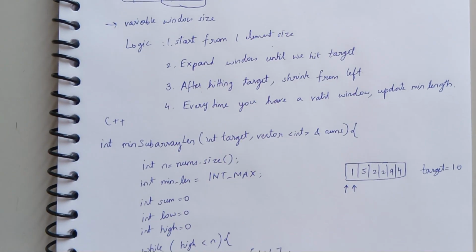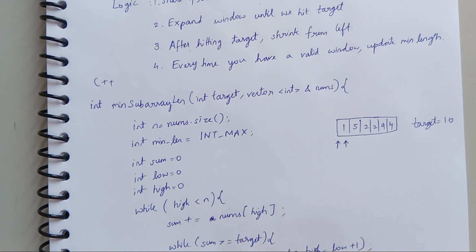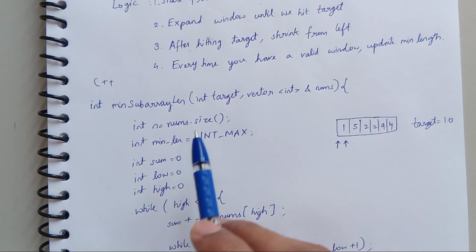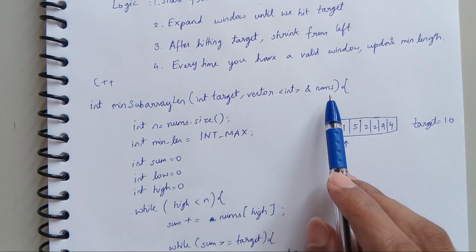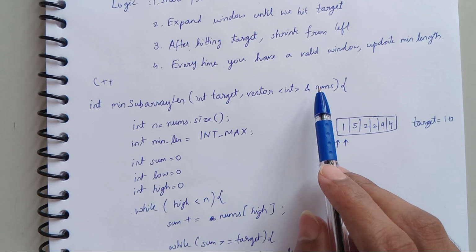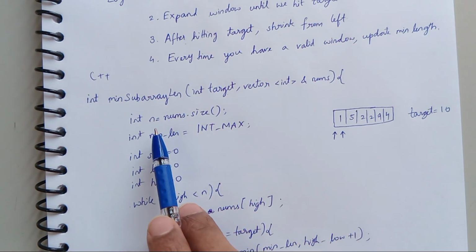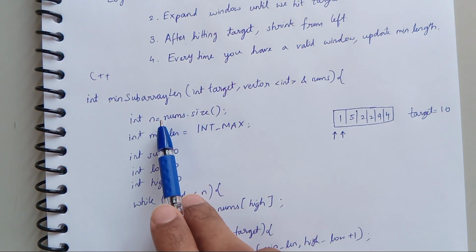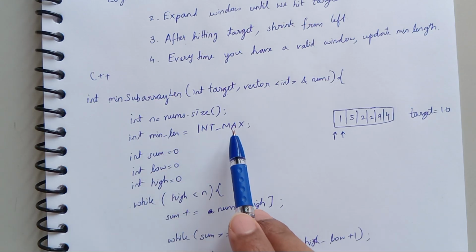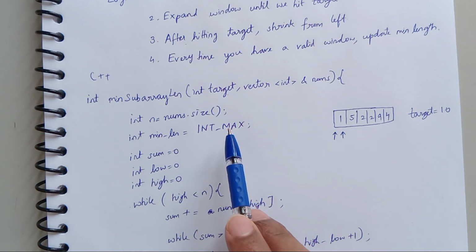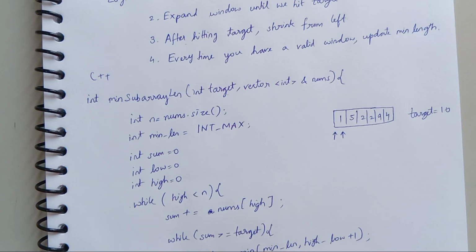So here is the code. First we will see the code, and then we will try to dry run it. So if we see here, we are given a target and we are given an integer array nums. So first we declare all the variables. That is, first one is n, the size of the array, and the minimum length. Let the minimum length be int max so that we can compare the smaller ones.